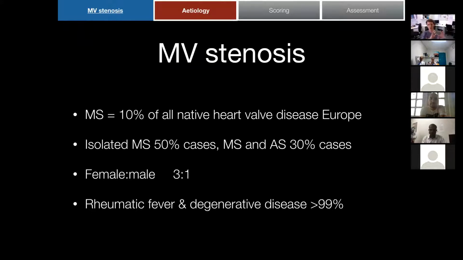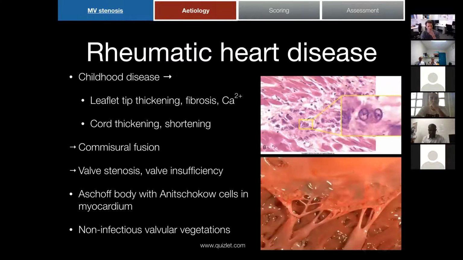If you take mitral stenosis by itself, it's about 10% out of all big heart valve disease, and I've only got data there on Europe, so that's why I've stuck that in. If you're going to have mitral stenosis, 50% of them are just mitral stenosis, and 1/3 of them often have aortic valve stenosis going on with it. It's more common in women than men, and the rheumatic fever and the degenerative changes in the industrialized world make up 99% of those. So they're certainly the most common cause.